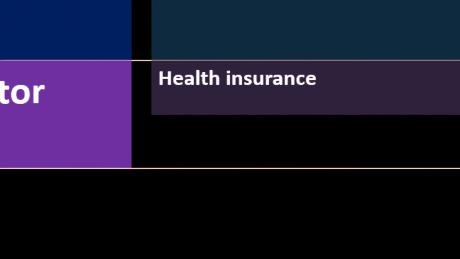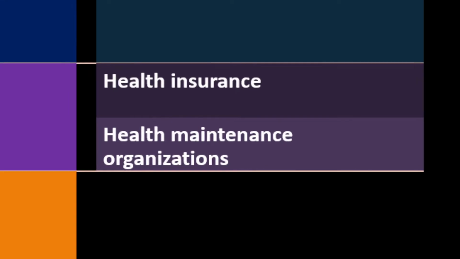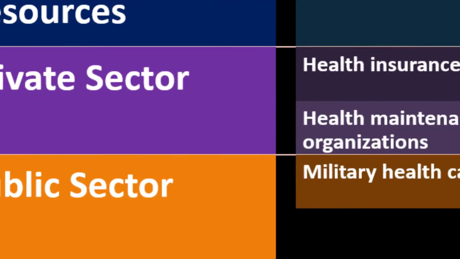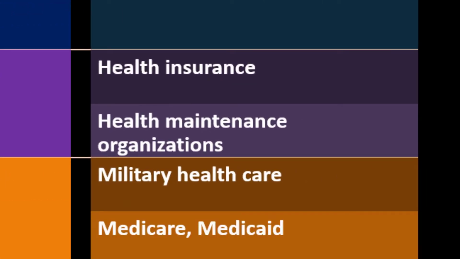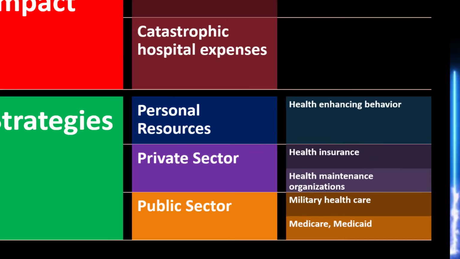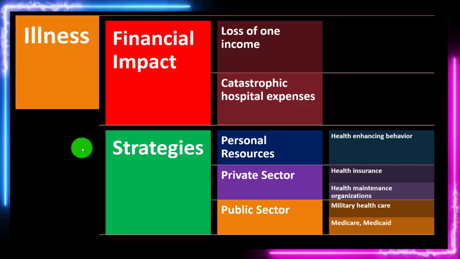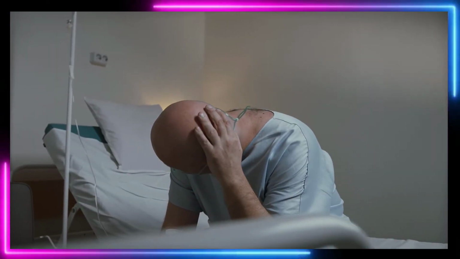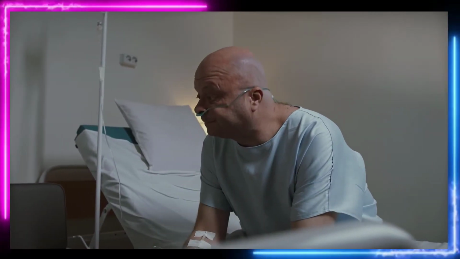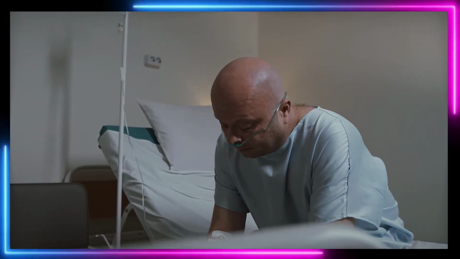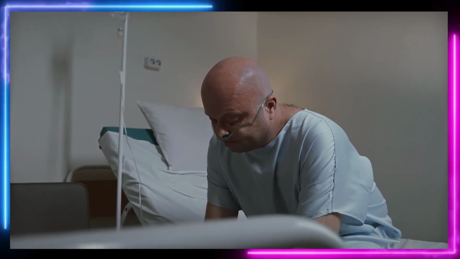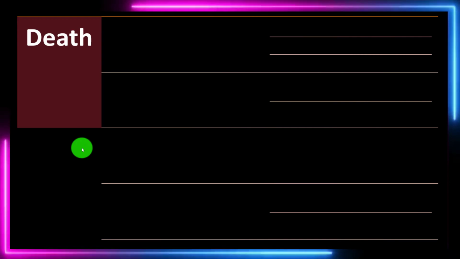In the private sector, we've got health insurance and health maintenance organizations. In the public sector, we could have military health care, Medicare and Medicaid. So clearly, we could have insurance against illness, but we want to put in some of those other strategies, such as trying to prevent the illness by living in a way that might prevent it, which would be the best way to go.